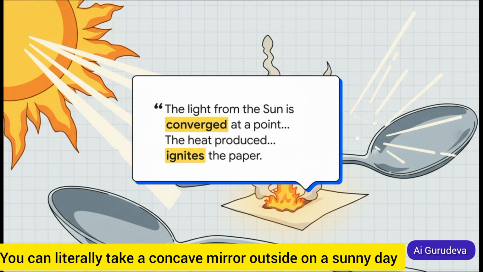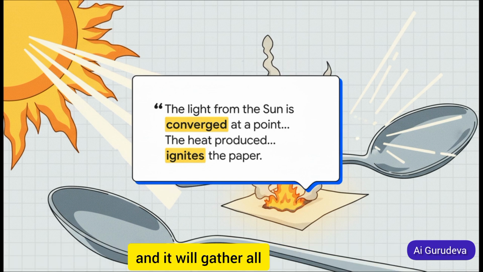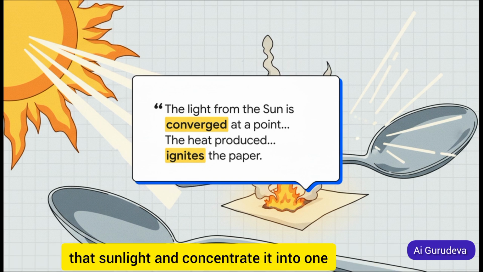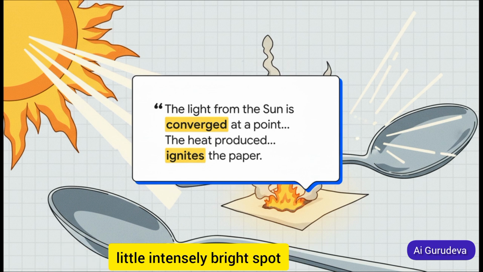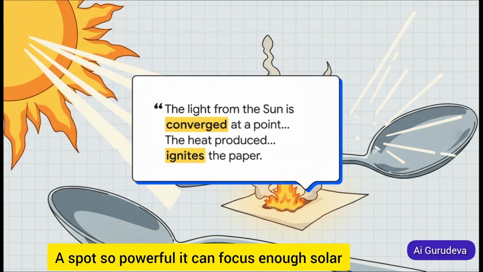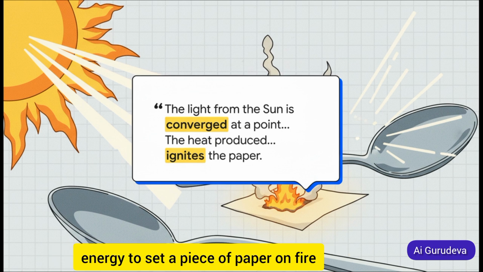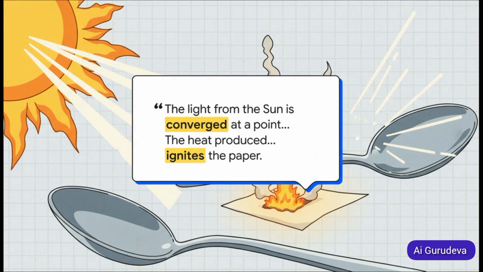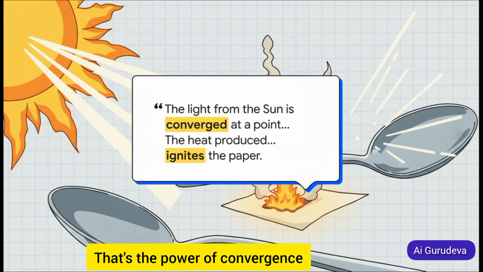And this focusing power isn't just a neat theory, it's real. You can literally take a concave mirror outside on a sunny day, and it will gather all that sunlight and concentrate it into one little intensely bright spot. A spot so powerful it can focus enough solar energy to set a piece of paper on fire. That's the power of convergence.